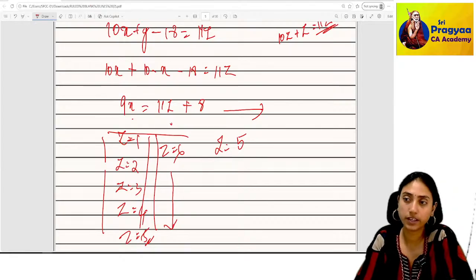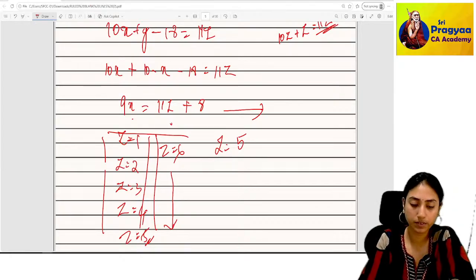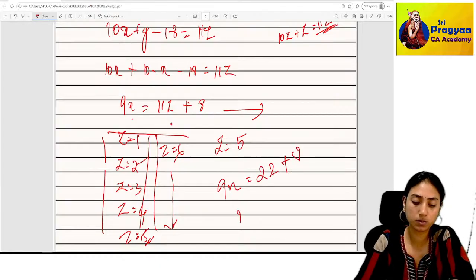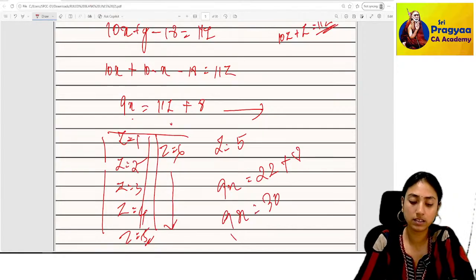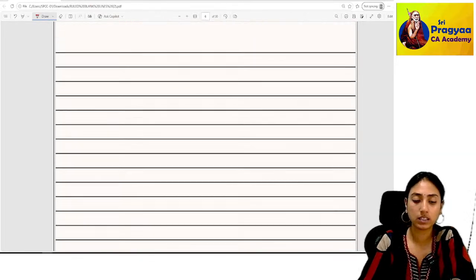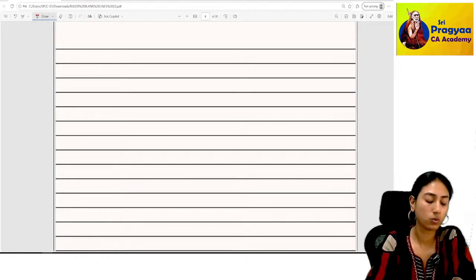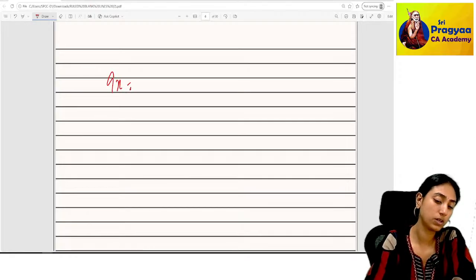If z is equal to 5, then the equation holds true. For example, take z = 2: 22 plus 8, so 9x is equal to 30. Here x is a decimal, not a whole number. So 2 is not an answer.